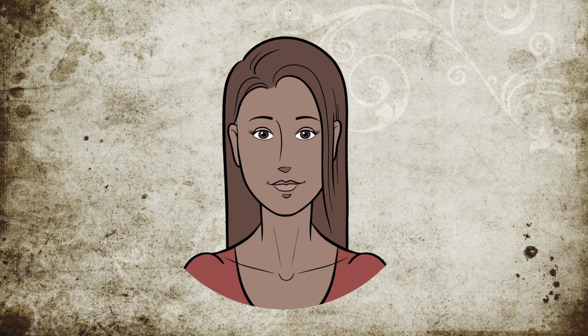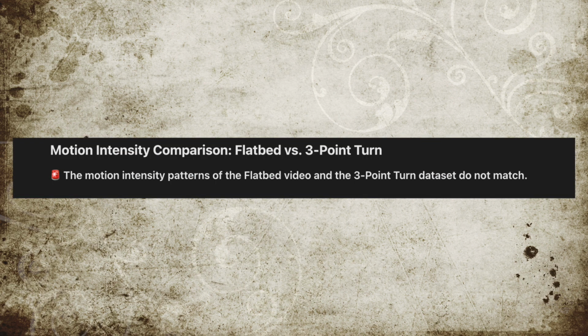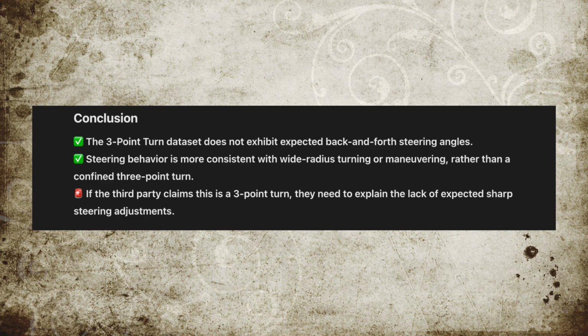So next I want it to compare this motion pattern with the alleged 3-point turn dataset. When it does the comparison, it tells me that the motion intensity patterns of the flatbed video and the 3-point turn dataset do not match. After some more analysis, it finally concludes the 3-point turn dataset does not exhibit expected back and forth steering angles. Steering behaviour is more consistent with wide radius turning or manoeuvring rather than a confined 3-point turn. If the third party claims this is a 3-point turn, then they need to explain the lack of expected sharp steering adjustments.